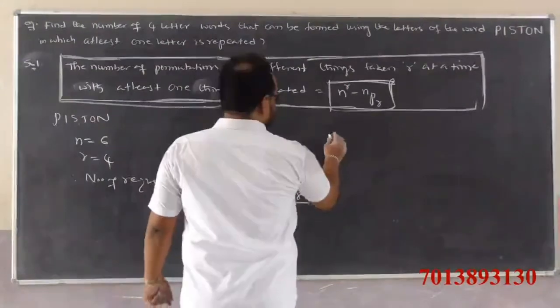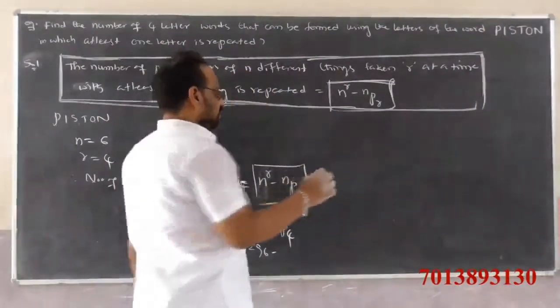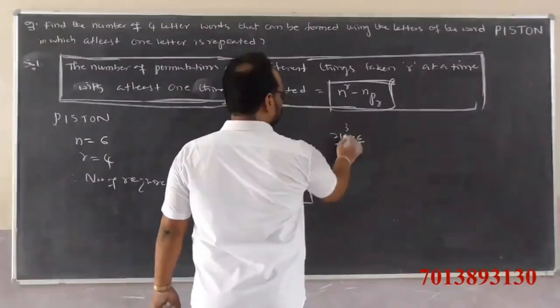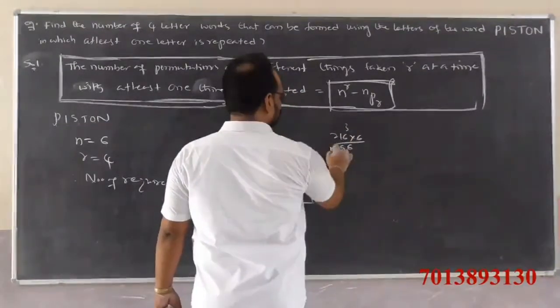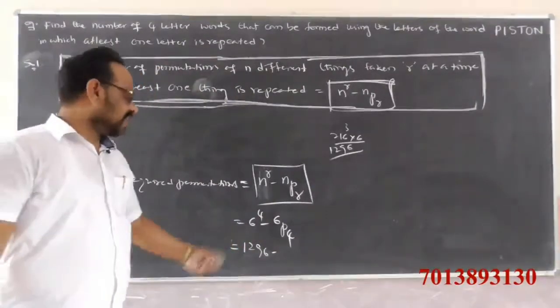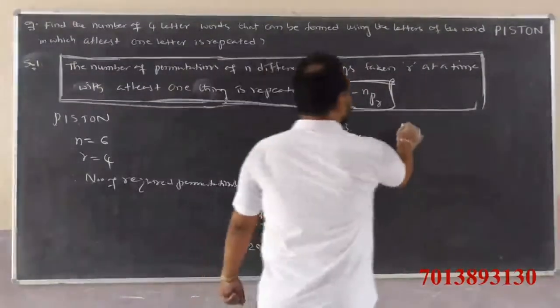6 cube is how much? 6 sixes are 36, 36 times 6 is 216, 216 times 6 is 1296. How much? 1296. And we want the 6P4 value.